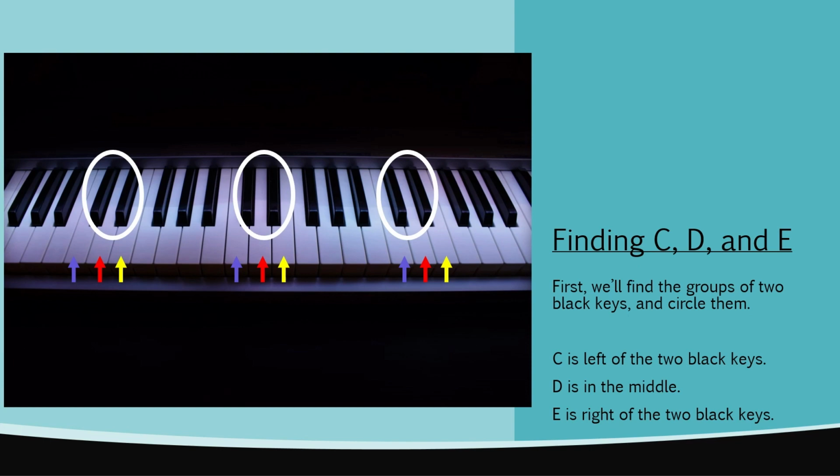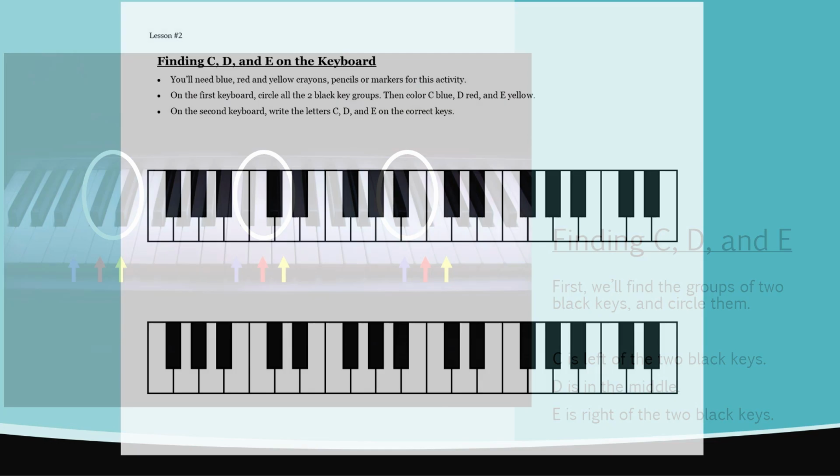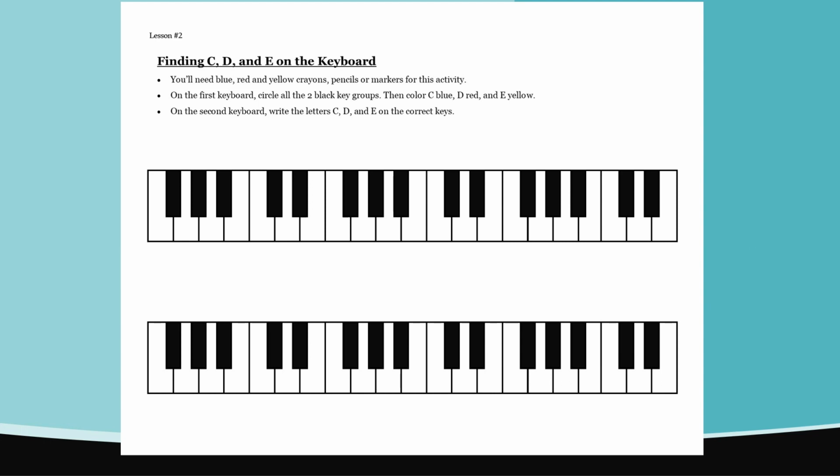Okay, so let's practice this together. I need you to pull out your worksheet, and we're going to get started working on this together. Okay, so this is the worksheet that you need. You're also going to need to pull out your crayons or your pencils or markers, whatever you chose to use. I need you to find a blue crayon, a red crayon, and a yellow crayon. And then you're also going to need just a regular pencil or maybe a black crayon to do some circling.